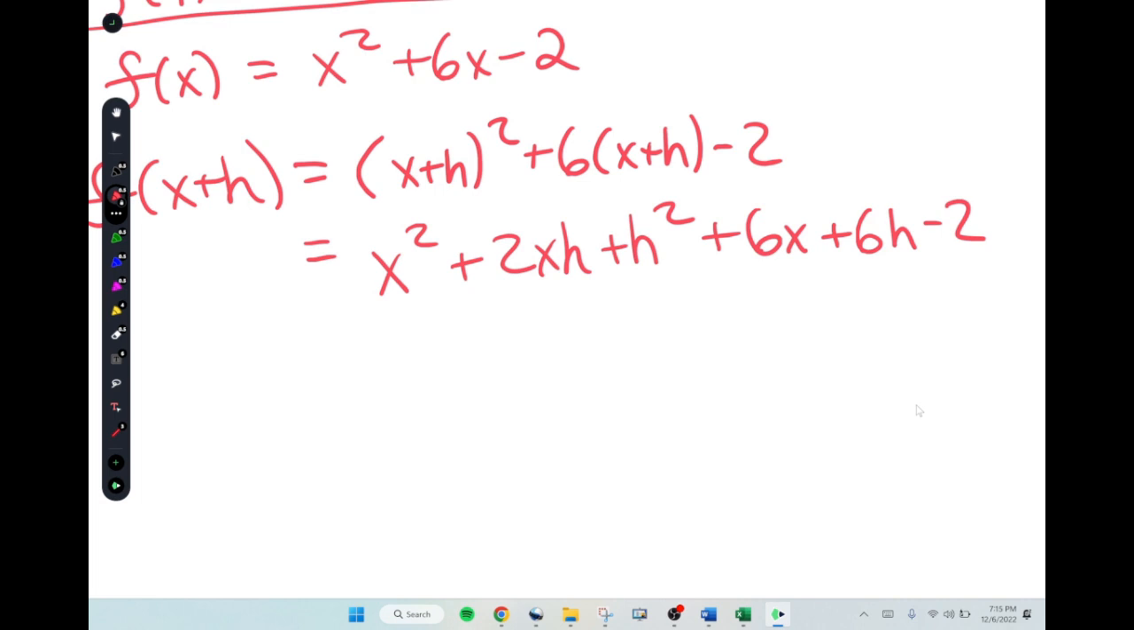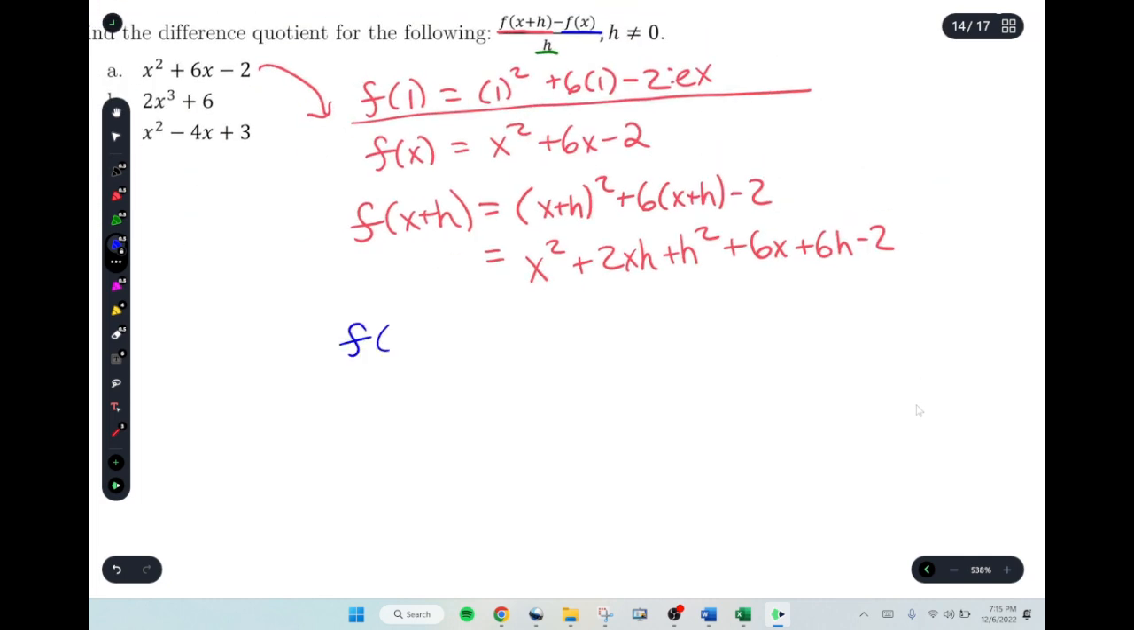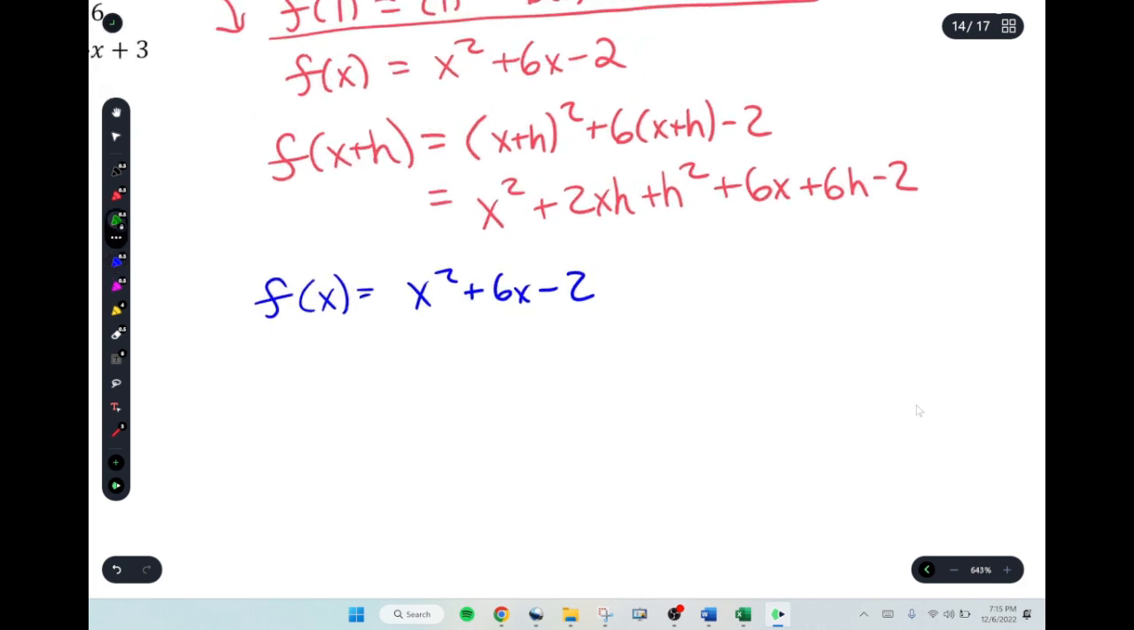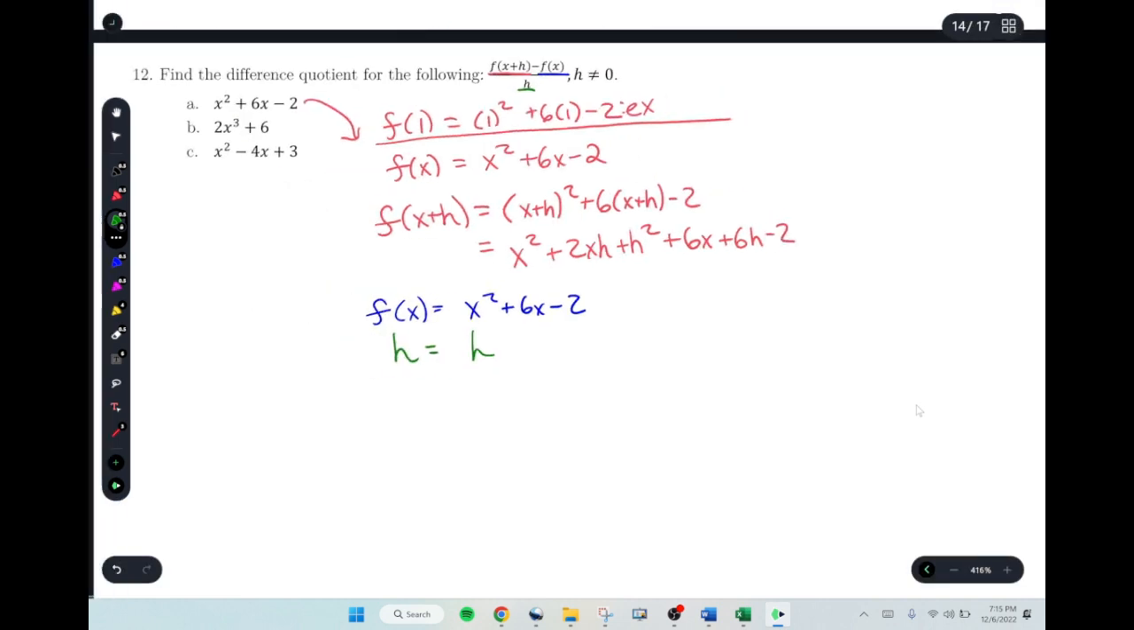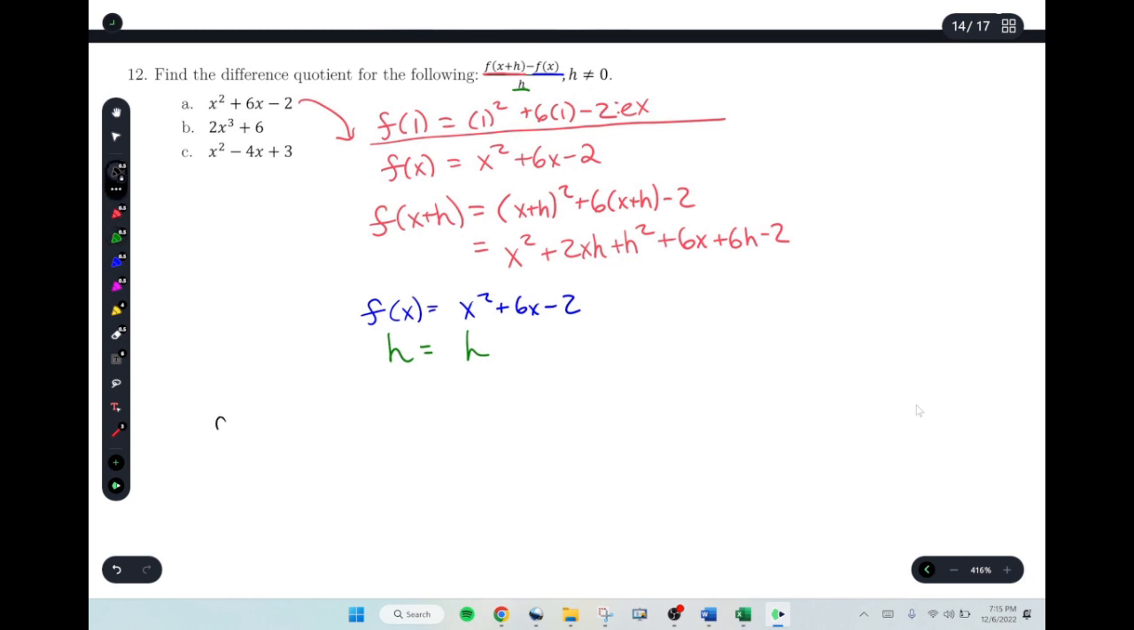Red problem done. Red problem's the hardest problem. Blue problem's a little easier. What's f of x? For blue problem, what's f of x? It's just a thing, right? Good call. 6x minus 2 is what you're finished. And then what's h? Green problem. It's not a trick question at all. It's just h.